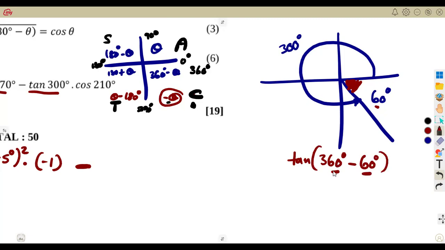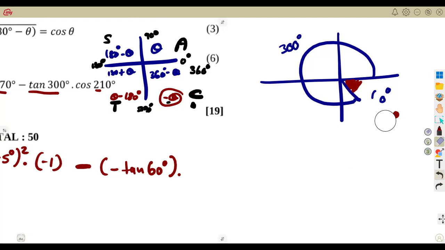But remember the quadrant that we are in, fourth quadrant, it's for cos. Where tan is what? Where tan is negative. So tan is negative there. So it's going to be like this, minus tan 60 degrees. So definitely tan there is going to be negative. Okay? Remember, that's a product. You're going to multiply by cos 210.